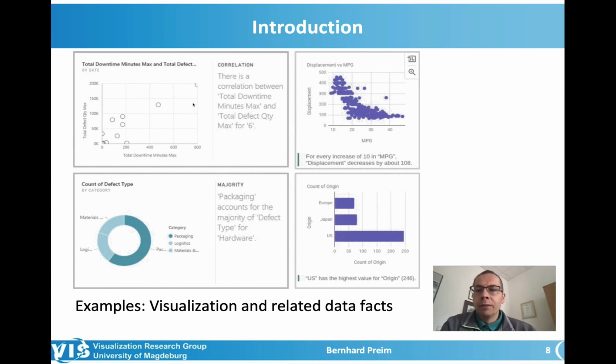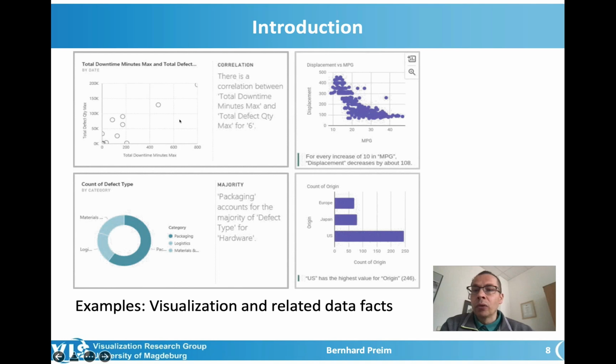So here's an example of visualization and related data facts, or even a couple of examples. The visualizations that you recognize here are scatter plots with grids that help a bit to read the specific numbers. Here we see a donut chart, a bar chart, and another kind of scatter plot. They all have a title. Something is mentioned as, I would say, a subtitle, by date or by category. And then, for example, a correlation is commented.